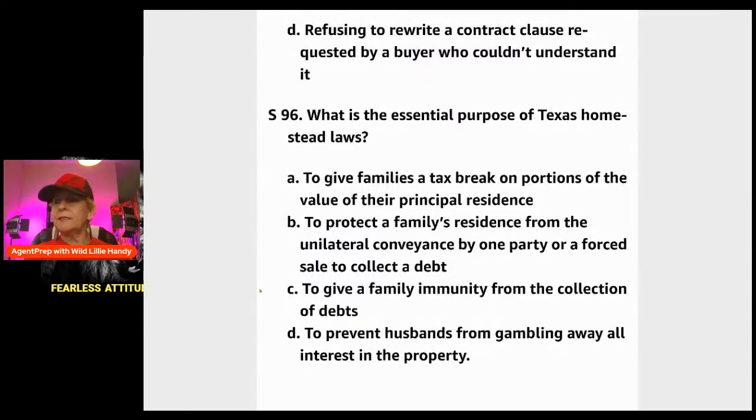Number 96. What is the essential purpose of Texas homestead laws? A, to give families the tax break on portions of the value of their principal residence. B, to protect a family's residence from a unilateral conveyance by one party or a forced sale to collect the debt. C, to give a family immunity from the collection of debts. Or D, to prevent husbands from gambling away all interest in the property.